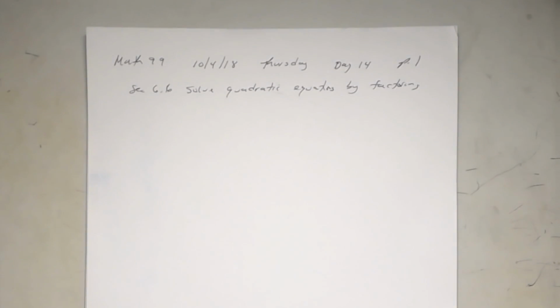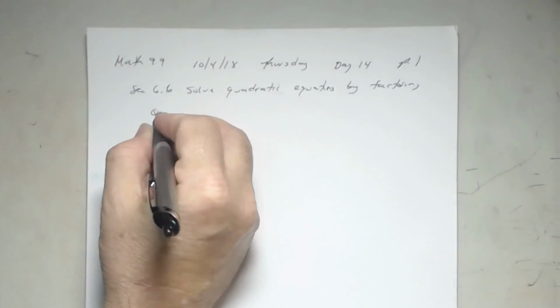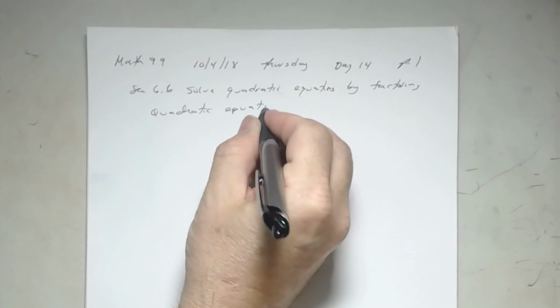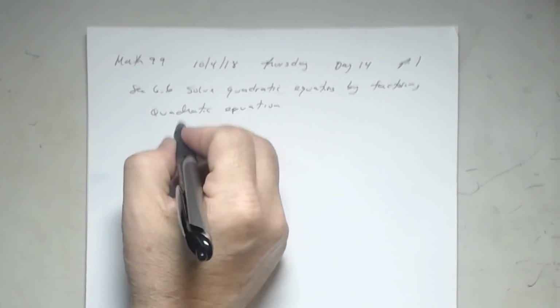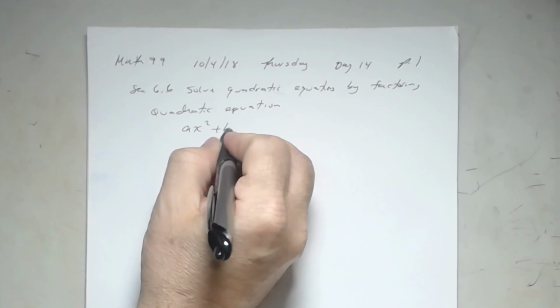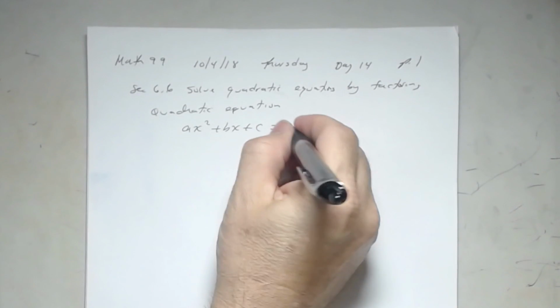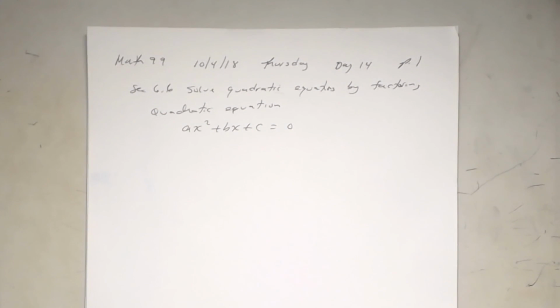So let's look at what a quadratic equation looks like. A quadratic equation is going to have this form: ax squared plus bx plus c. Remember when we did the AC method? We talked about ax squared plus bx plus c equal 0. And a, b, and c can be any real number.